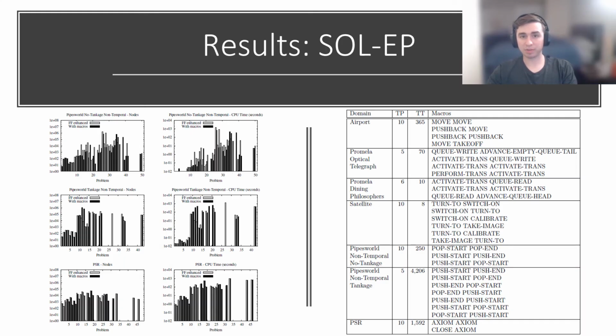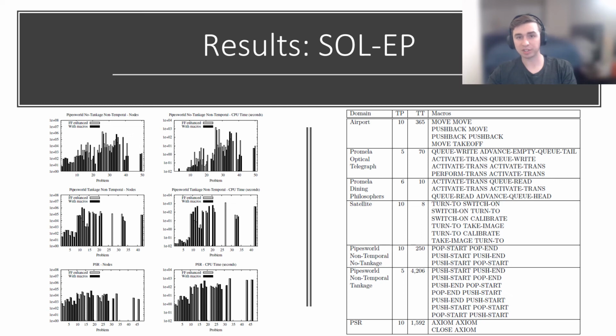However, the macro-enhanced planner did not outperform the base planner in every domain. In the domains of Pipes World and PSR, performance of the macro-enhanced planner was much closer to that of the base planner. In Pipes World, no tankage, non-temporal, while macros did lead to a significant speedup, allowing the planner to solve 4 extra problems, it failed to solve 3 problems that were solved by the base planner.